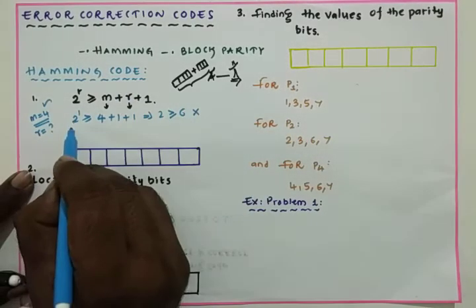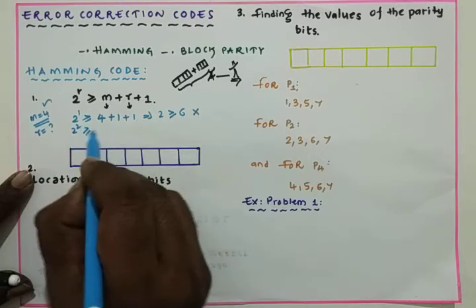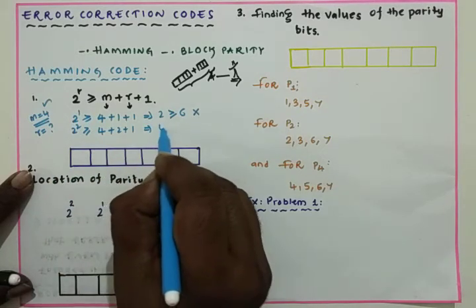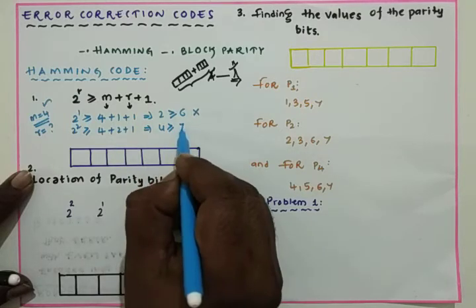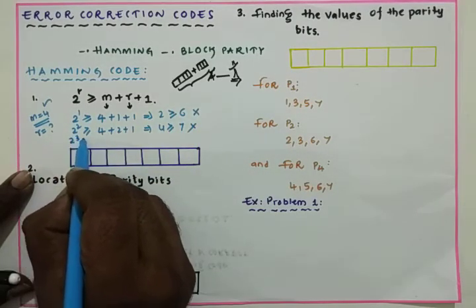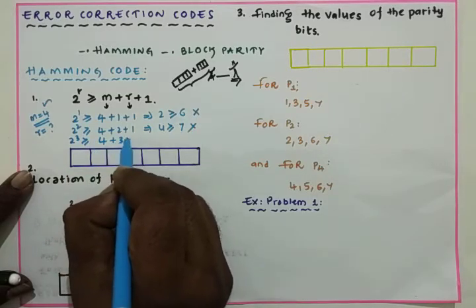Next, go with r equal to 2, that is 2 power of 2 must be greater than or equal to 4 plus 2 plus 1. That means 4 greater than or equal to 7. This is also wrong. If I go with r equal to 3, that is 2 power of 3 greater than or equal to 4 plus 3 plus 1.